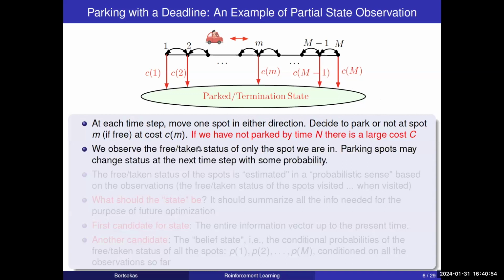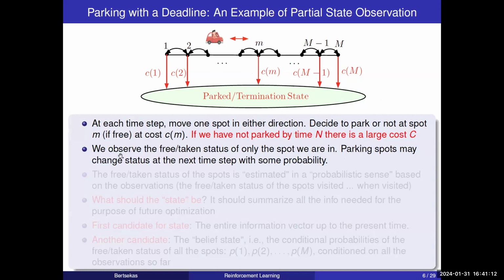Now, what are the observations here? Well, the car moves from spot to spot and looks at the spot and can determine whether it's free or not free. But it cannot tell whether the next spot is free. It can only observe one spot at a time.